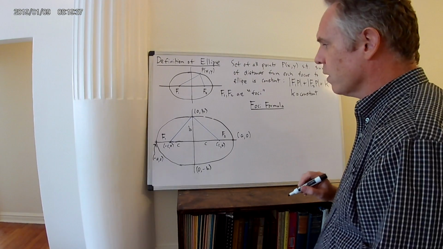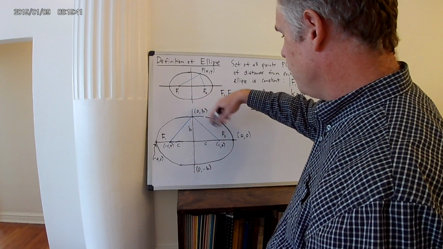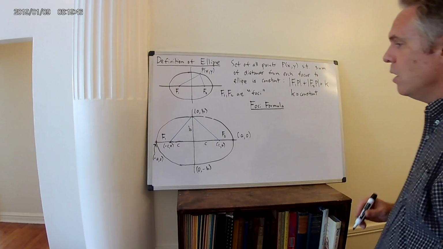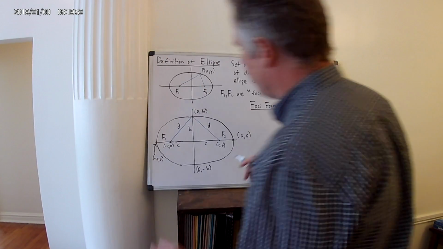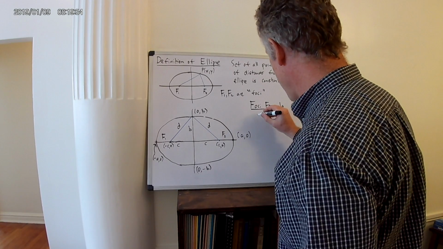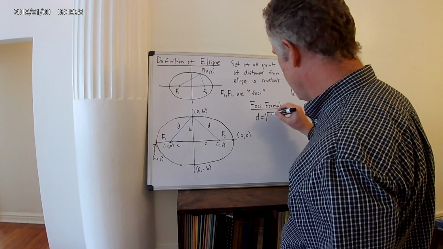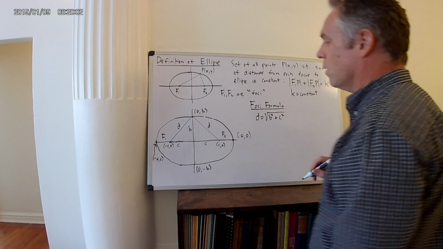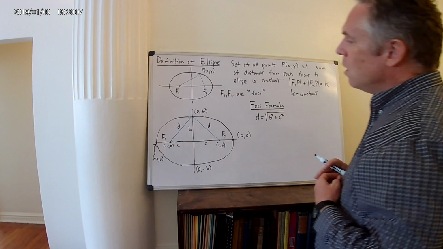Then I want to figure out what this distance is right here. This distance D, I'm going to figure it out. Well, we have two identical right triangles here, and so I can use the Pythagorean theorem. The distance D is equal to the square root of B squared plus C squared. And this distance D is equal to that as well.